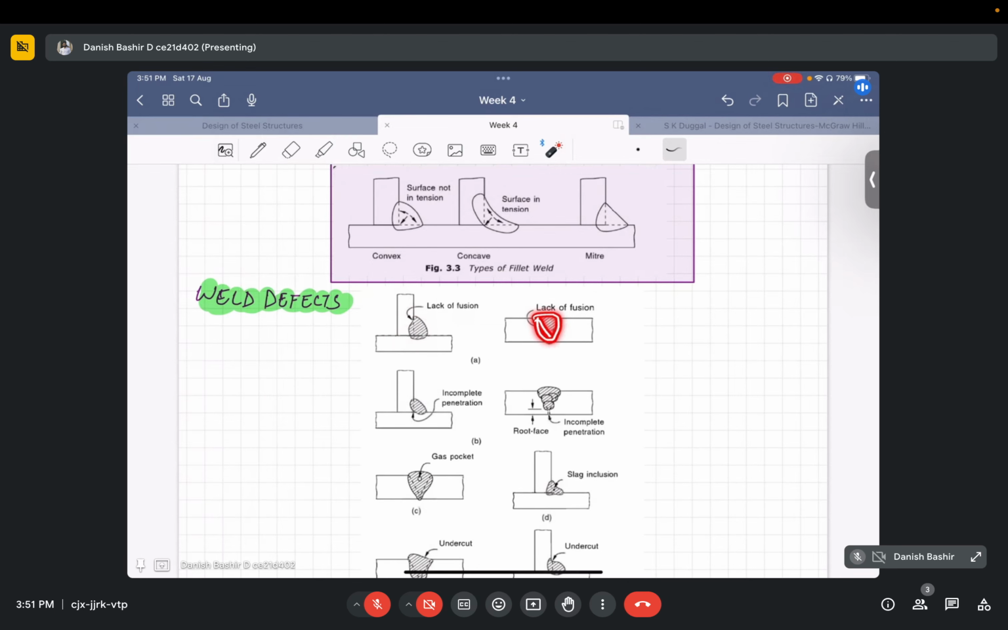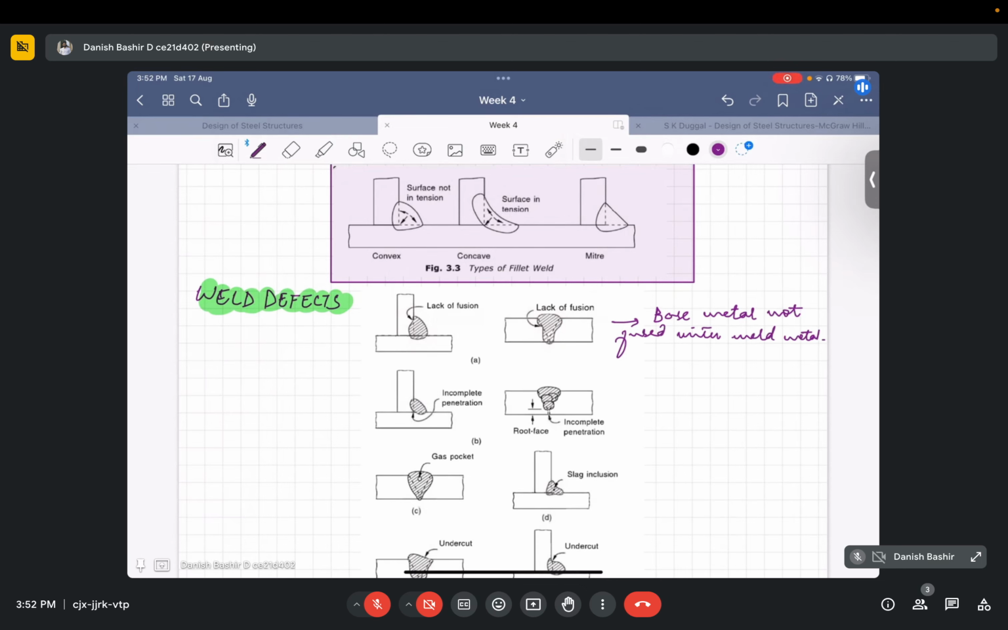If the butt weld is like this, it is not completely fused with the connecting member, the member to be connected, so we call it a lack of fusion, or incomplete fusion as well. It is the failure of the base metal to get completely fused with the weld metal. We can write here: base metal not fused with weld metal.